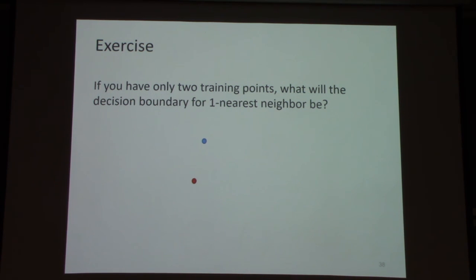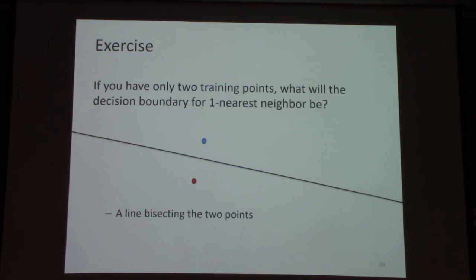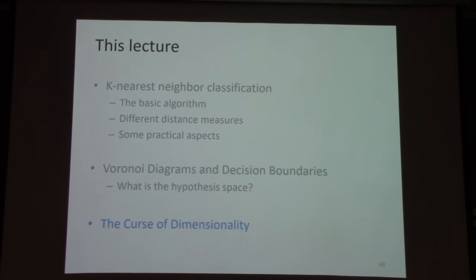It's just a line. Every point on this line is equidistant from the 2 points. So simply the line bisecting the 2 points gives you the Voronoi diagram. Alright, in the 10 minutes that are left, I'm going to try to confuse you. I'm going to talk about this idea called the curse of dimensionality.